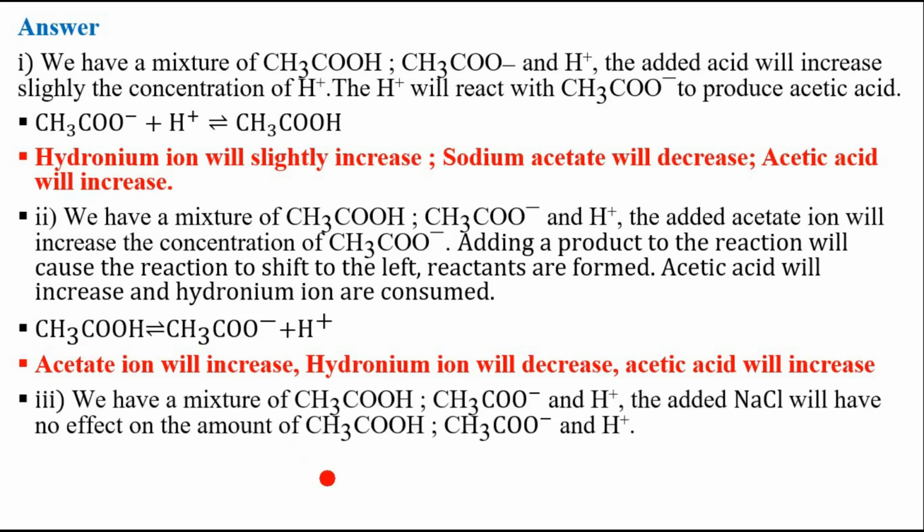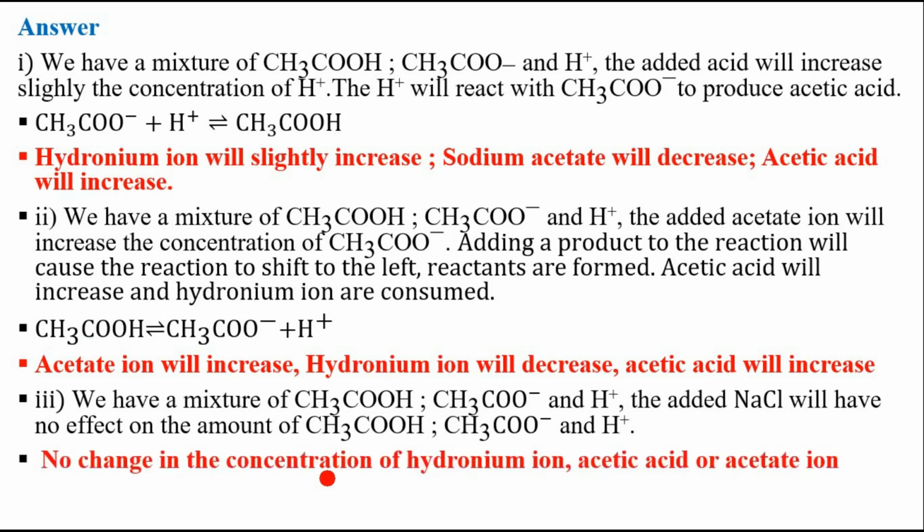So let's see if we add sodium chloride. Sodium chloride is just sodium and chlorine, so it will not have any change because it cannot react with any of the chemicals to change the equilibrium. So it does not change the concentration of hydronium ion, acetic acid or acetate ion, because sodium is a spectator ion and chlorine also is a spectator ion. Here we don't have any change.